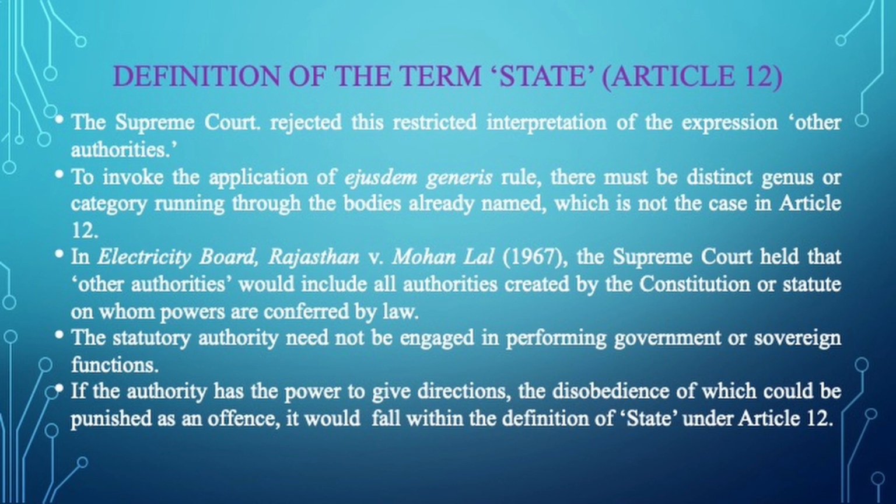In order to apply the ejusdem generis rule, there must be a distinct genus or category running through these bodies already named. In Article 12, there is no common genus running through these named bodies, nor could these bodies be placed in one single category on any rational basis. Laying down these propositions in Electricity Board, Rajasthan versus Mohanlal, the Supreme Court held that other authorities would include all authorities created by the Constitution or statute on whom powers are conferred by law. The statutory authority need not be engaged in performing government or sovereign functions. The court noted that in the instant case, the Rajasthan State Electricity Board had power to give directions, the disobedience of which could be punished as an offense.